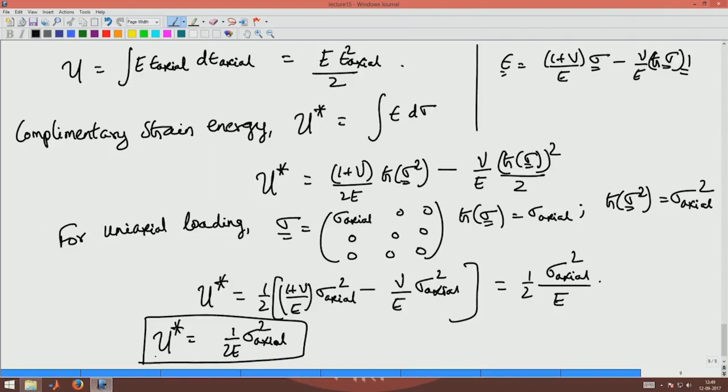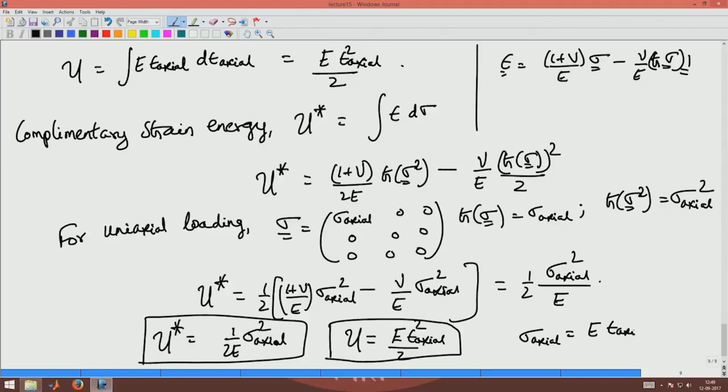So, basically now you have found what the complementary strain energy and the strain energy are. Now, how do you know that these are the same? Because you have the relationship sigma axial is E times epsilon axial. If I substitute in there, you will find that these two are the same. That happens because the material is linearly elastic. For a non-linearly elastic material, in general the complementary strain energy and the strain energy would be different.